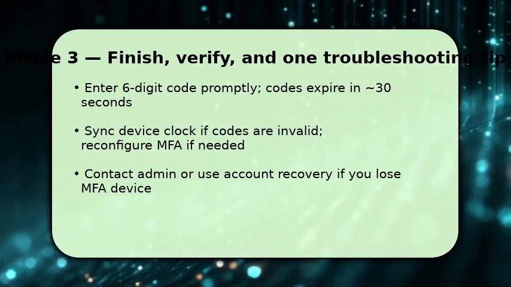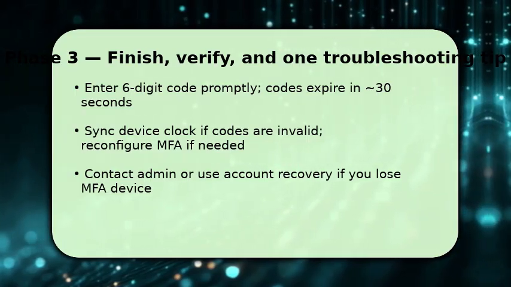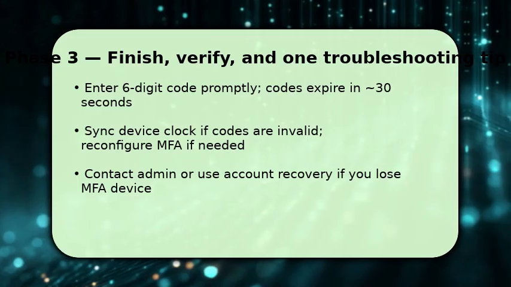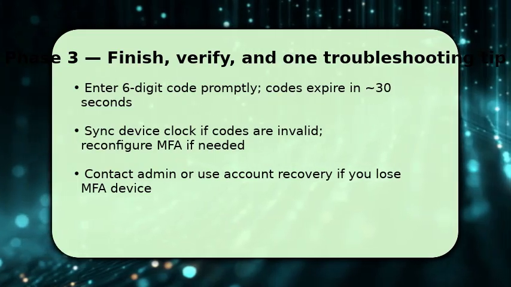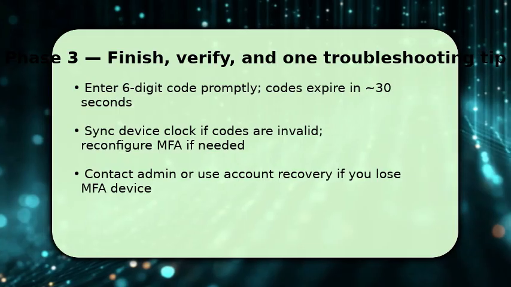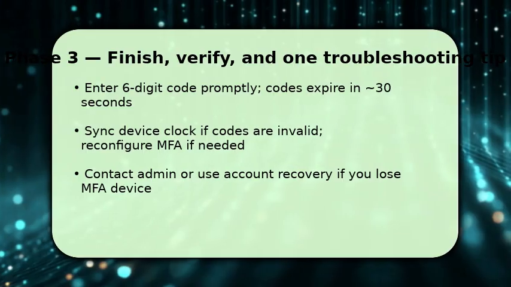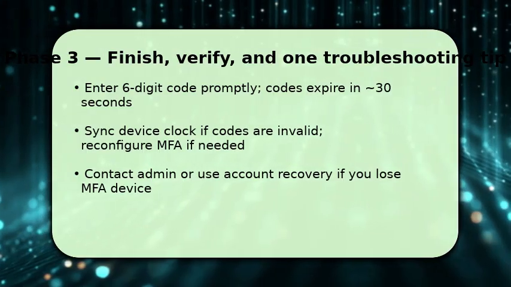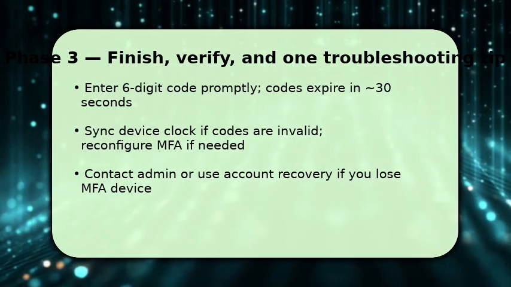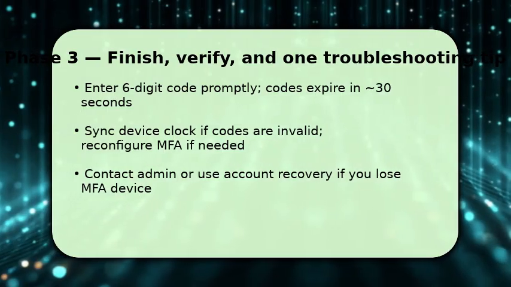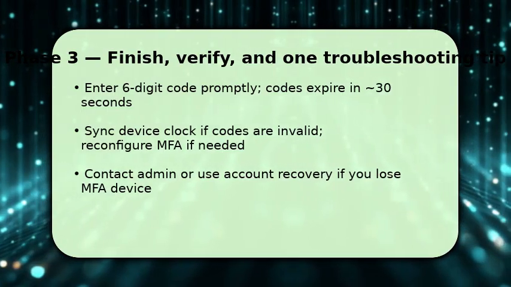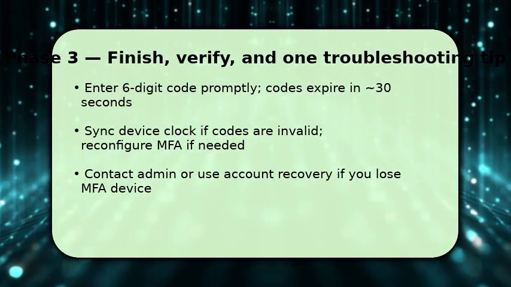Enter the 6-digit code where prompted and act quickly because these codes expire. If the code fails, first check your device clock and sync it. Time drift is the most common issue. If syncing doesn't help, disable and reconfigure MFA from an administrative account or use AWS support pathways if you're locked out. Finally, store backup codes or register a second device to avoid future outages. This prevents a single point of failure and keeps your account accessible.